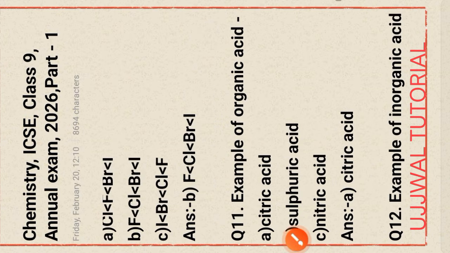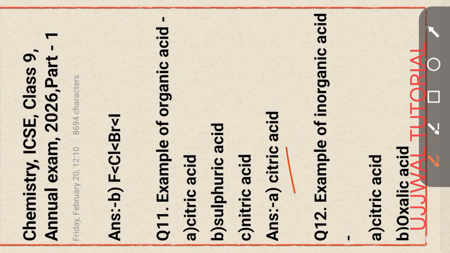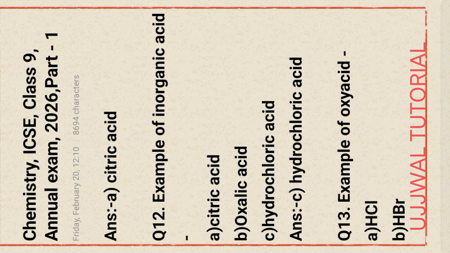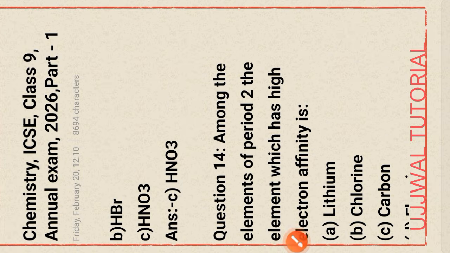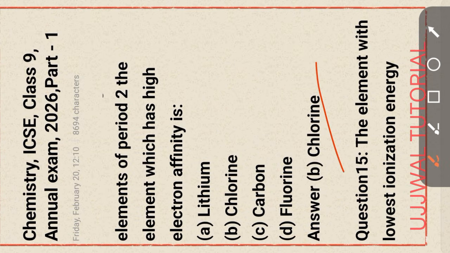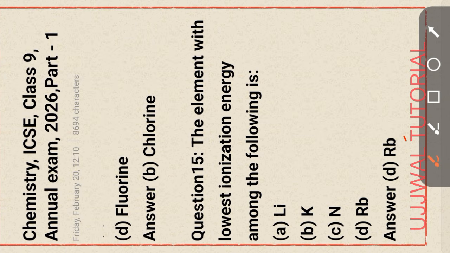Example of organic acid, that is related to carbon: citric acid. Example of inorganic acid: hydrochloric acid. Example of oxo acid, that is oxygen-related acid: nitric acid, HNO3. Among the elements of period 2, the element which has higher electron affinity is chlorine. The element with the lowest ionization energy among the following is rubidium, Rb.